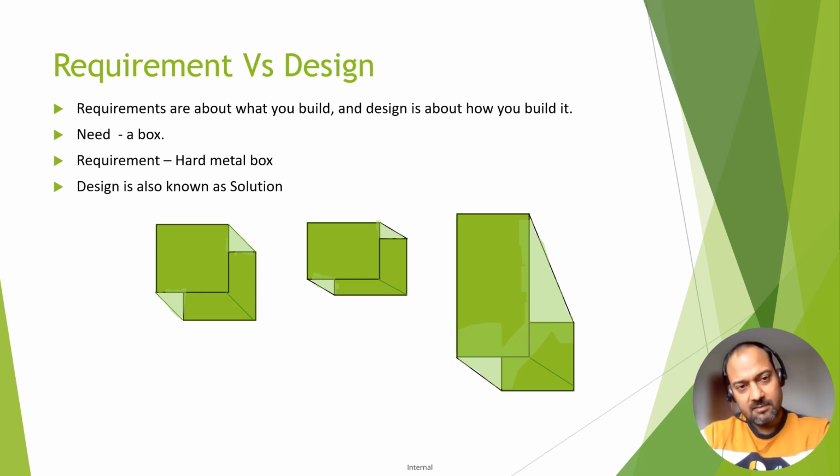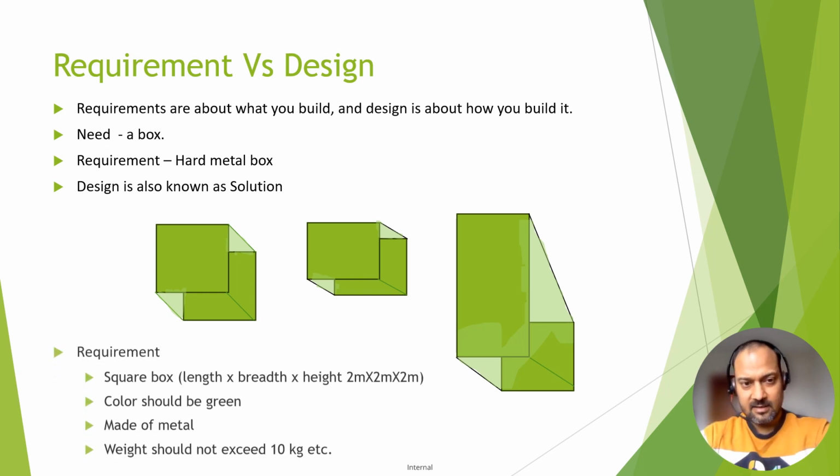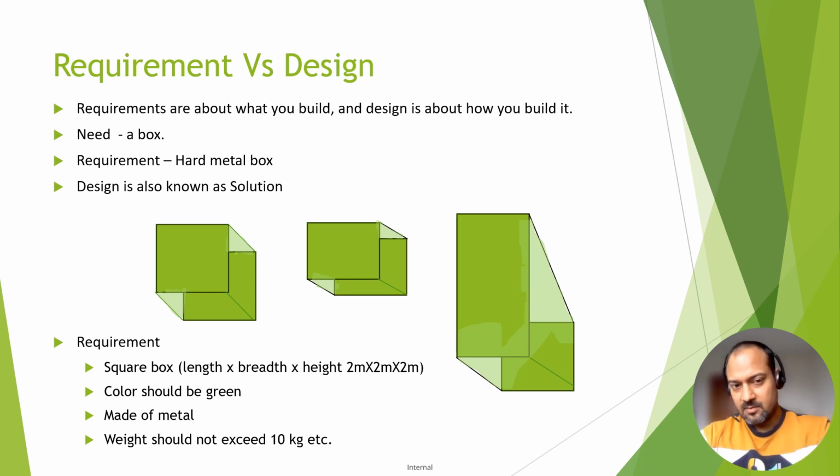But how about if you come up with a requirement in a drilled-down, detailed way. For example, though the need is a box, we come up with the design requirements after doing elicitation with different stakeholders. One says, I need a square box having length, breadth, and height of 2 meters each. Another says the color of the box should be green. Another says it should be made of metal. And another says the weight should not exceed 10 kg. So after the elicitation, we come up with a set of requirements for a box.